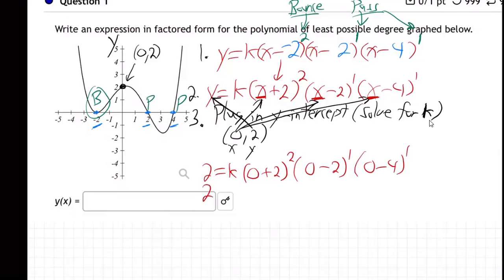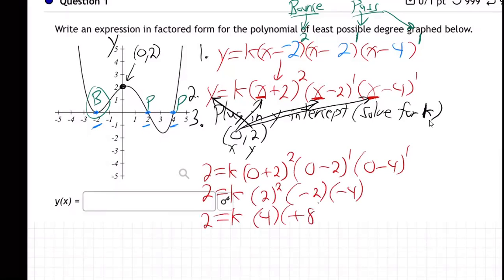And so what do we got? 2 equals k, 2 squared times minus 2 times minus 4. What's that? Positive 4 times positive 8, right? Negative 2 times negative 4 is positive 8. 2 squared is 4. And so what is that? 4 times 8, 32. Last step to finish solving for k: divide by 32.